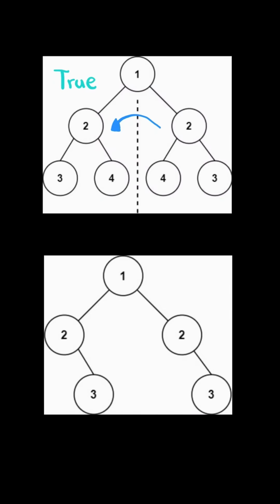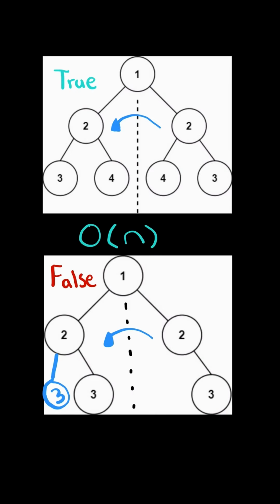Consider this new example. If we flip the right side on top of the left side, notice it's not a complete mirror of itself. So in this case, we return false. We will solve this in O of n time.